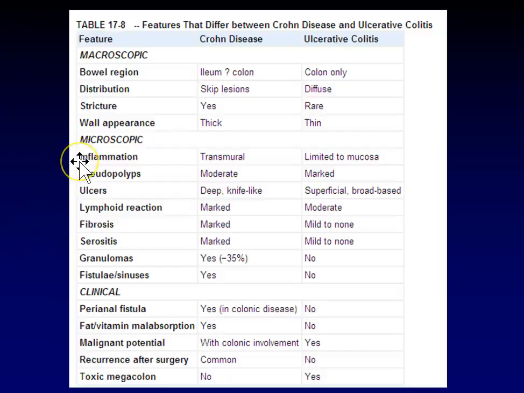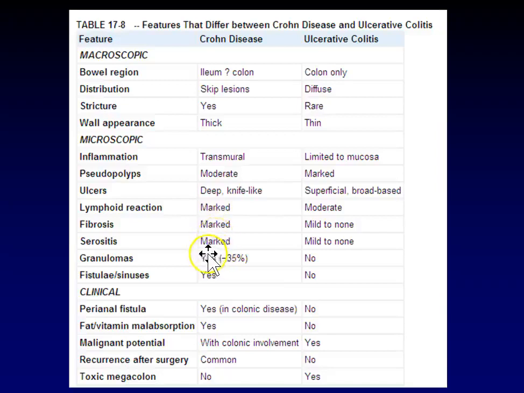Here is a table from Robbins comparing Crohn's disease with ulcerative colitis. Crohn's may involve any region. They say ileum, but it can involve any part of the bowel. Strictures, yes, the wall is thickened, we'll see. Transmural inflammation, these deep ulcers as opposed to the superficial ulcers with pseudopolyps in ulcerative colitis. Lymphoid reaction varies. Fibrosis and serositis occur in Crohn's disease, typically not in ulcerative colitis.